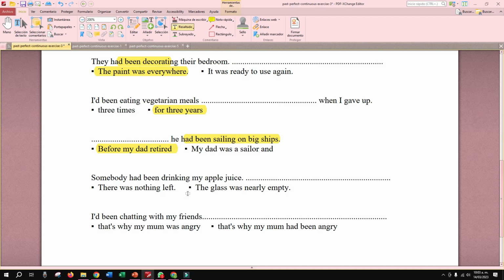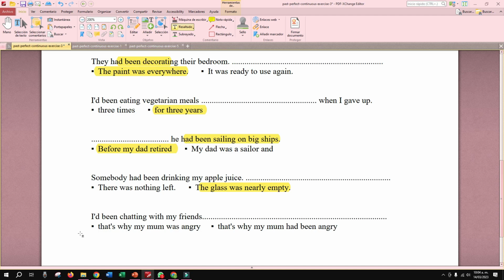There was nothing left. The glass was nearly empty. So in this case, somebody had been drinking my apple juice. The glass was nearly emptied, right? That would be like the other event there. And the last one, I've been chatting with my friends.